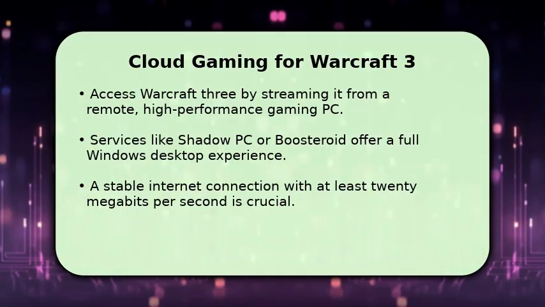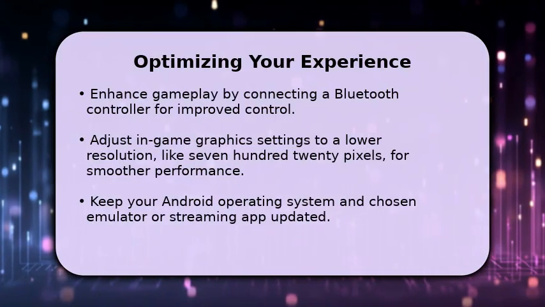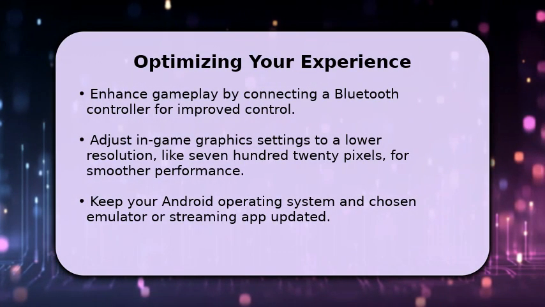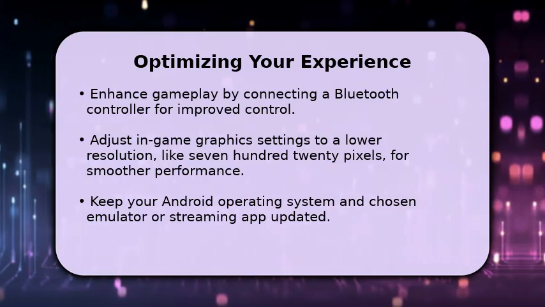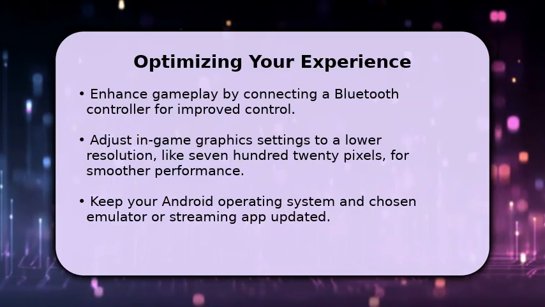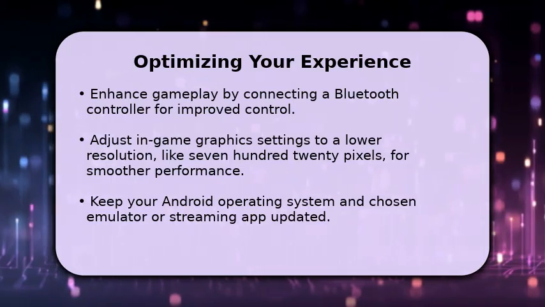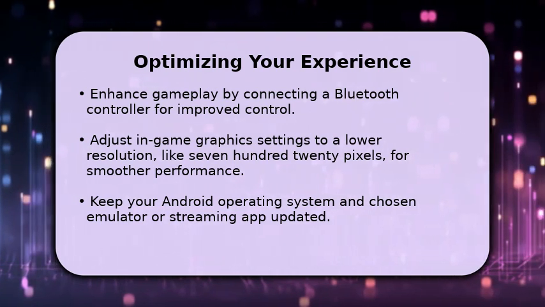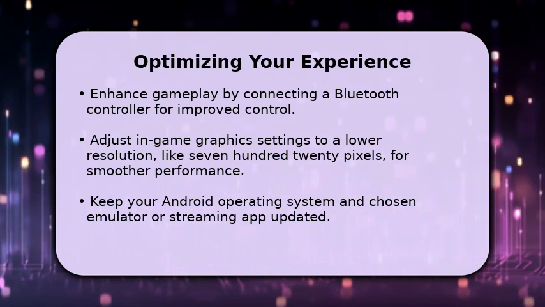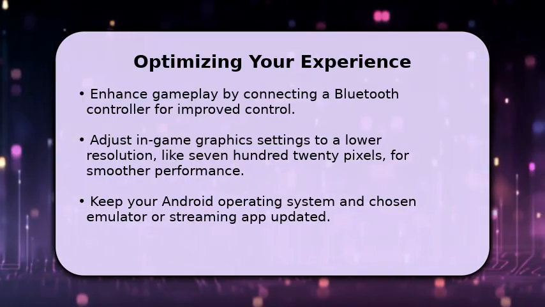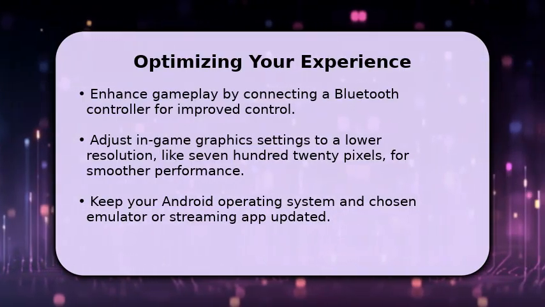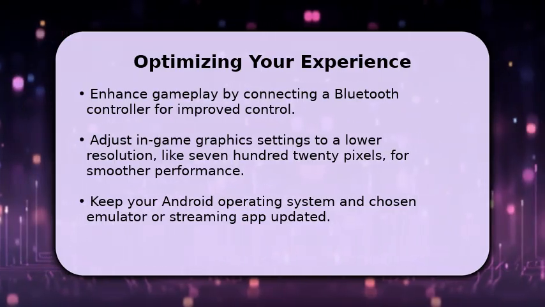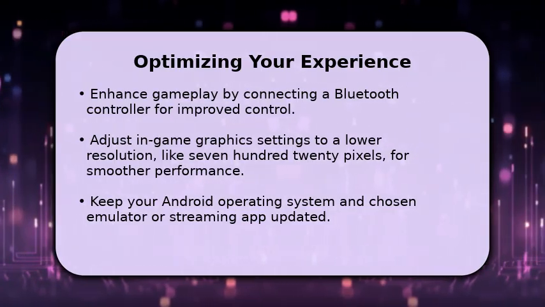low-latency gameplay. To truly optimize your Warcraft 3 experience on Android, consider a few key tips. Using a Bluetooth controller can significantly improve your control over units and camera movement, offering a more comfortable experience than touch controls. Also, try lowering the in-game graphics resolution to around 720 pixels for smoother frame rates. Finally, always keep your Android system and any emulation or streaming applications updated for the best compatibility and performance.